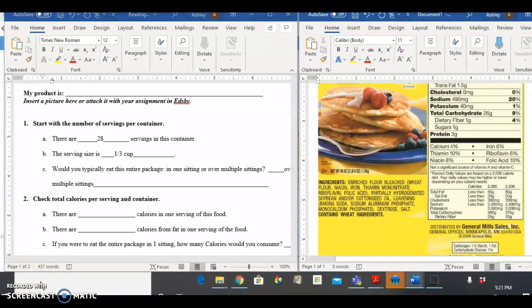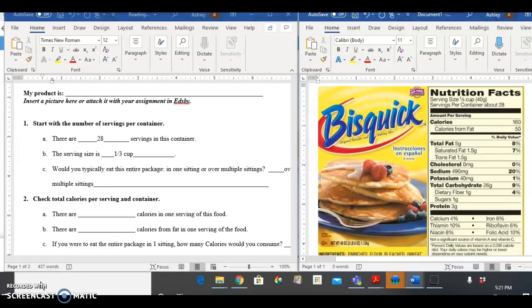Okay, the next part is our calories. How many calories are in one serving of food? This is amount per serving. In one serving, we'd have 160 calories, so we're going to put that in there. And then how many calories are from fat? It usually tells you that right underneath it now on the food labels. So there are 50 calories coming from fat.